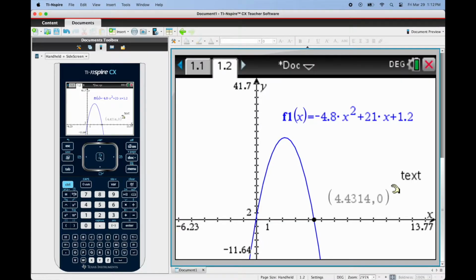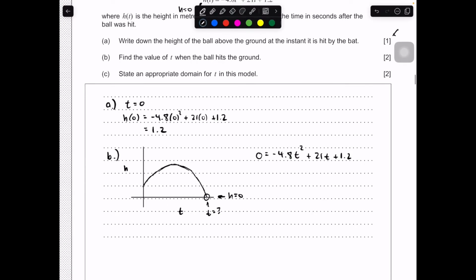So let's go ahead and work that out. Or go back to the document then.